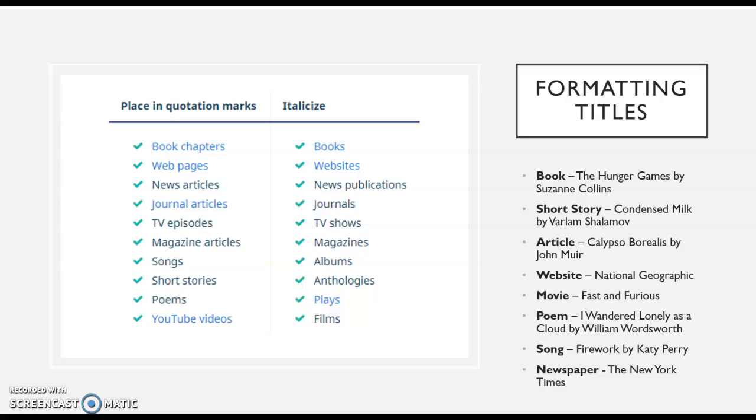Let's talk about formatting titles. Depending on what kind of source you are citing when you're putting titles in your writing, there are different ways of formatting it. Things like web pages, news articles, TV episodes, songs, short stories, and YouTube videos would need to be capitalized and placed in quotation marks. Italicized sources, which means they have that slanty thing going on, those would be actual book titles, website titles, TV show titles, magazines, CD albums, plays, and films.